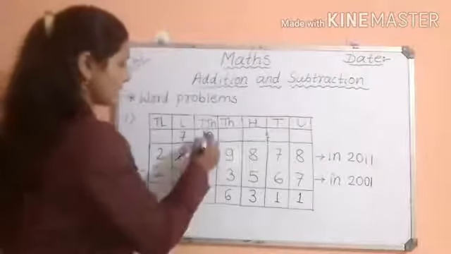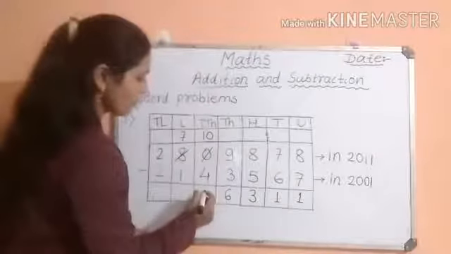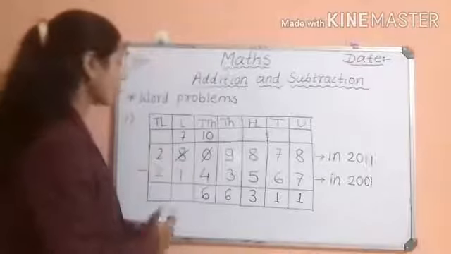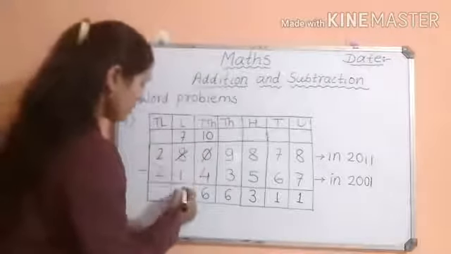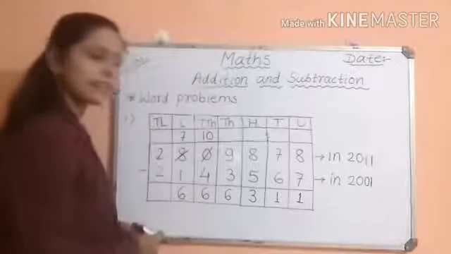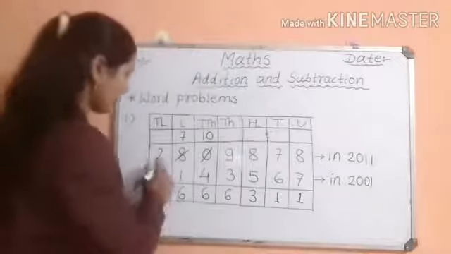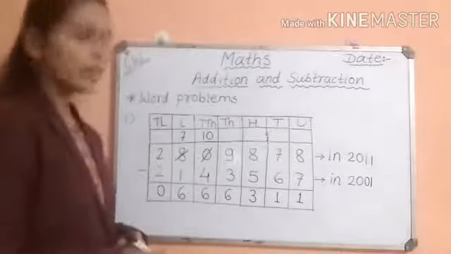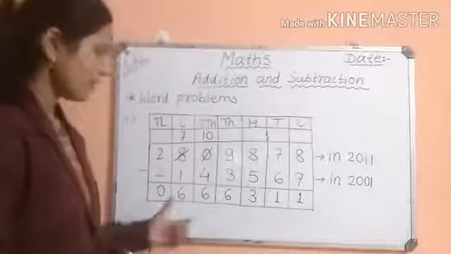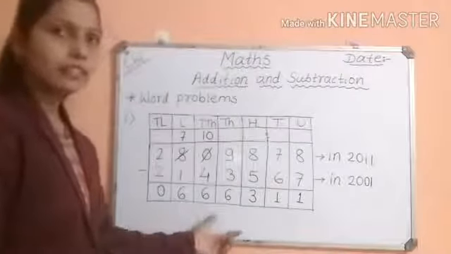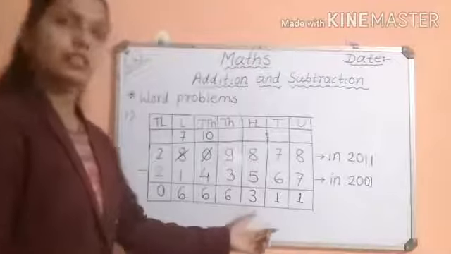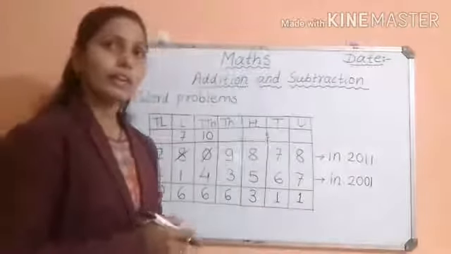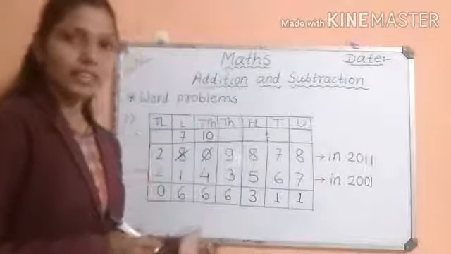Now do this subtraction. 10 minus 4 is 6. 7 minus 1, again 6, and 2 minus 2, 0. Now what is the answer? 6,66,311. Okay, now this is the final answer.